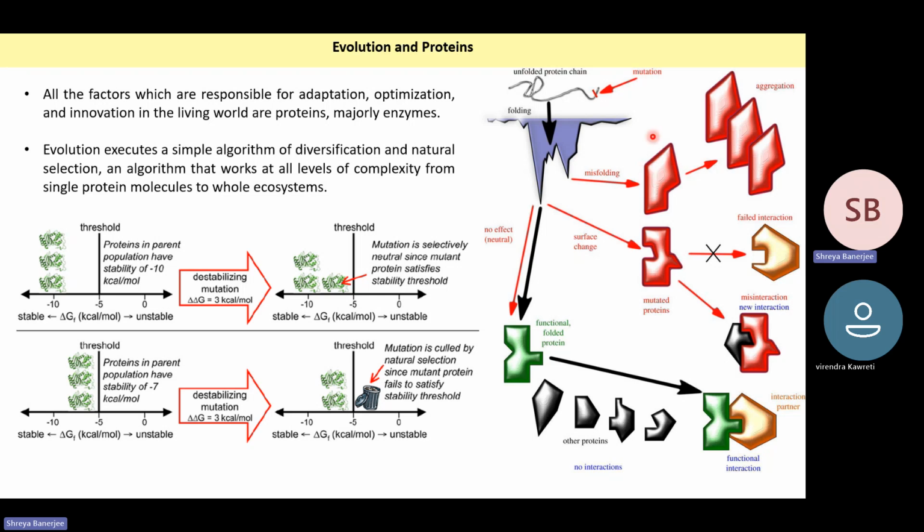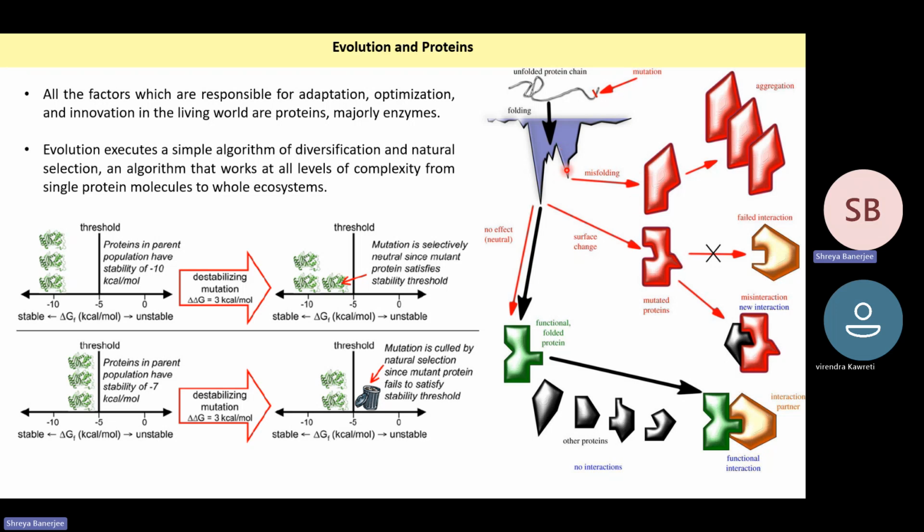So suppose there is a native state of the protein, but due to the mutation, now the three-dimensional structure is different. And this misfolded protein can in many cases have aggregation. So what will happen if aggregation is there? The protein will not be able to function properly. It will just aggregate with other protein molecules and precipitate out. So in this case, the organism will die out.